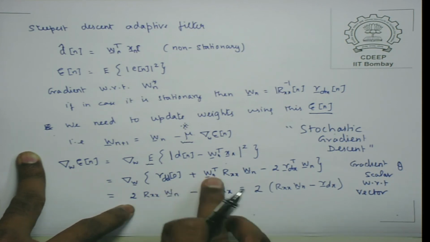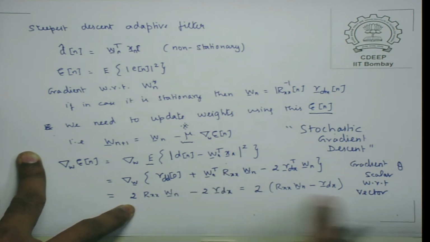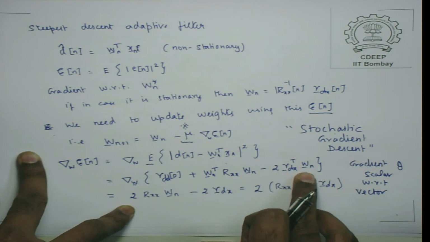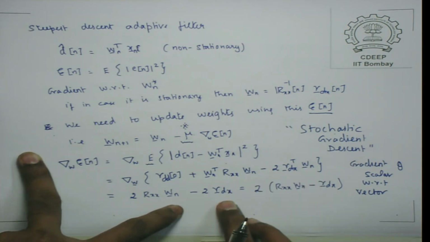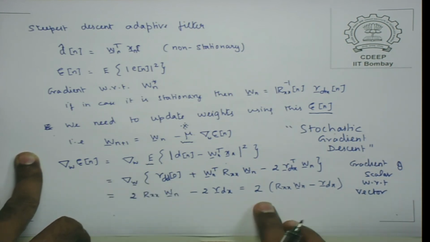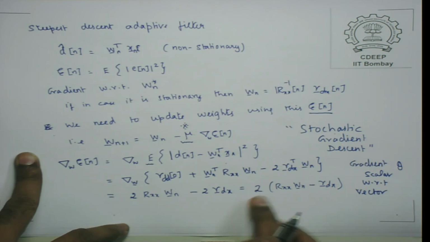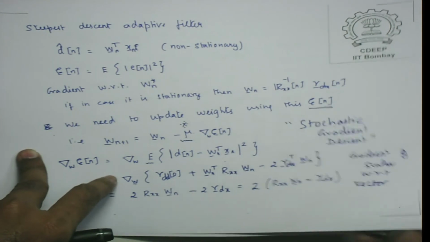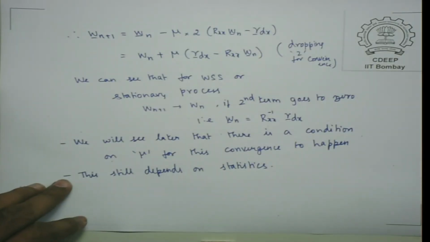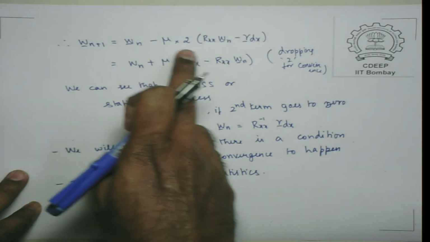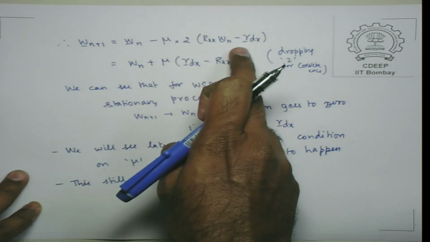Do verify that you can go from here to here by applying some properties of the gradient of a scalar with respect to a vector. Here it's kind of straightforward, it's just a function of wn, and so you have this 2 rdx. So ideally we have this gradient term as just 2 rdx. This 2 is just a scaling factor which we will later drop, but for now I am leaving it here. Using this gradient in the weight update, what we have for wn plus 1 is what is shown here: wn minus mu, the step size, times our gradient, which is what we obtained in the previous slide.